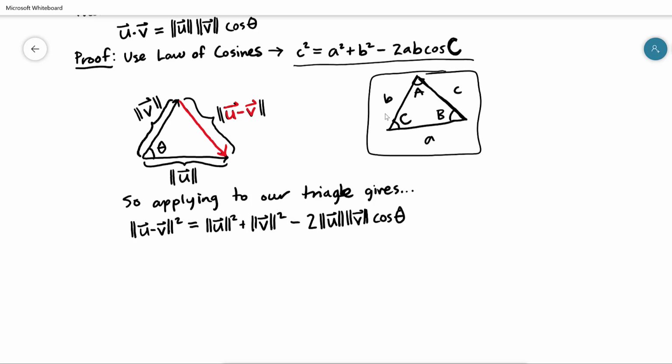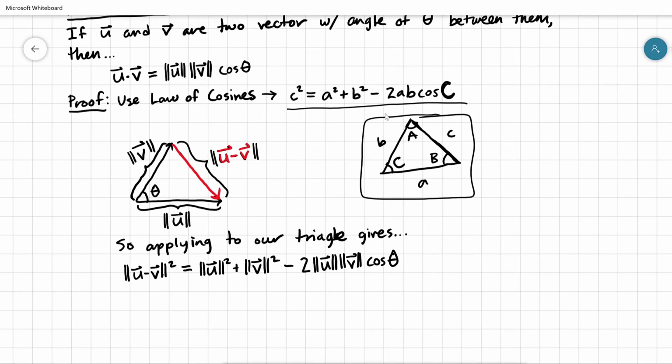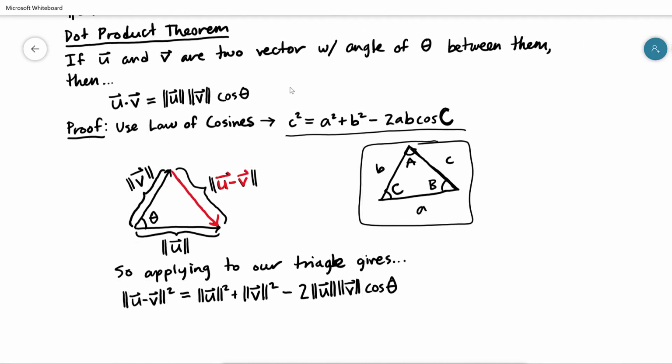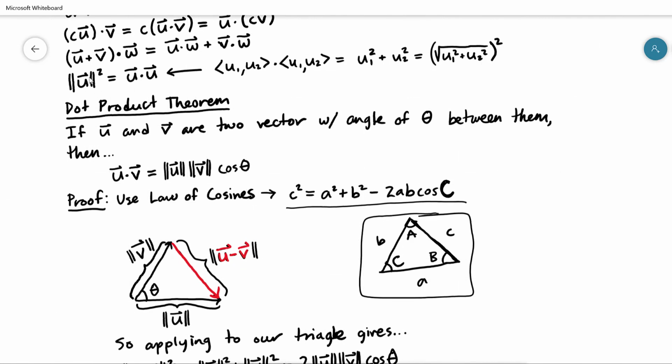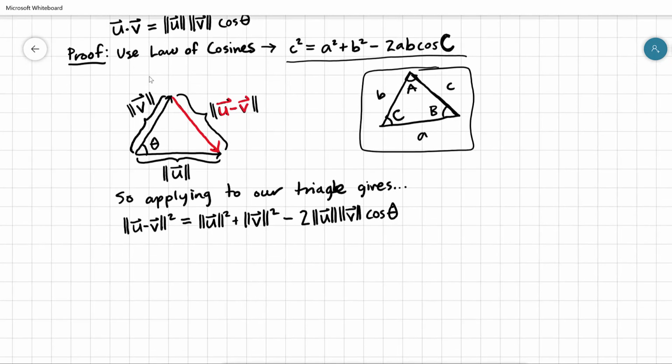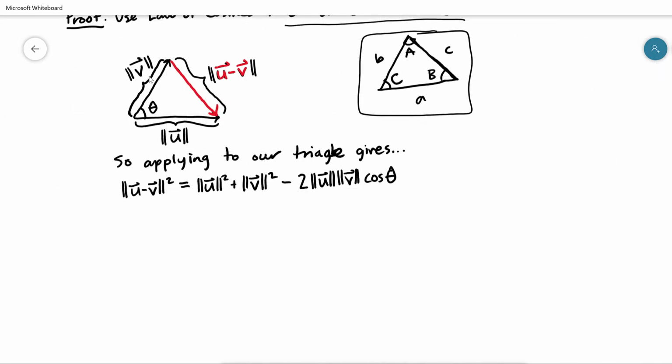Here's what we're looking at. I need to tie this now, coming back up here, to the dot product theorem. I'm trying to show that this is true. As part of that, I'm going to need to use this relationship right here, this property that says the magnitude of a vector squared is just that vector dotted with itself. So I'm going to rewrite all of these a little bit differently.